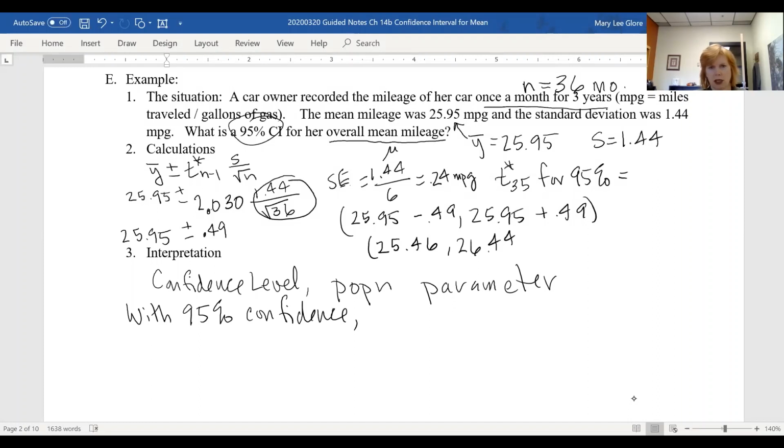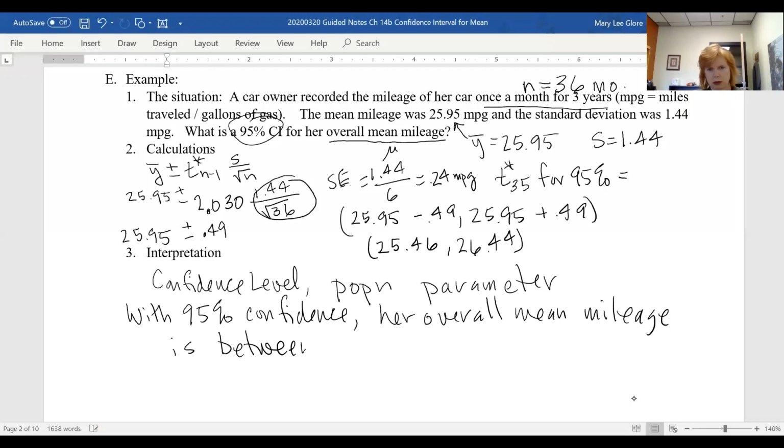all right? And then now we're going to talk about something being between these two values. So it's going to be the parameter. So her overall mean mileage is between, let's say around, 25 and 26 miles per gallon.